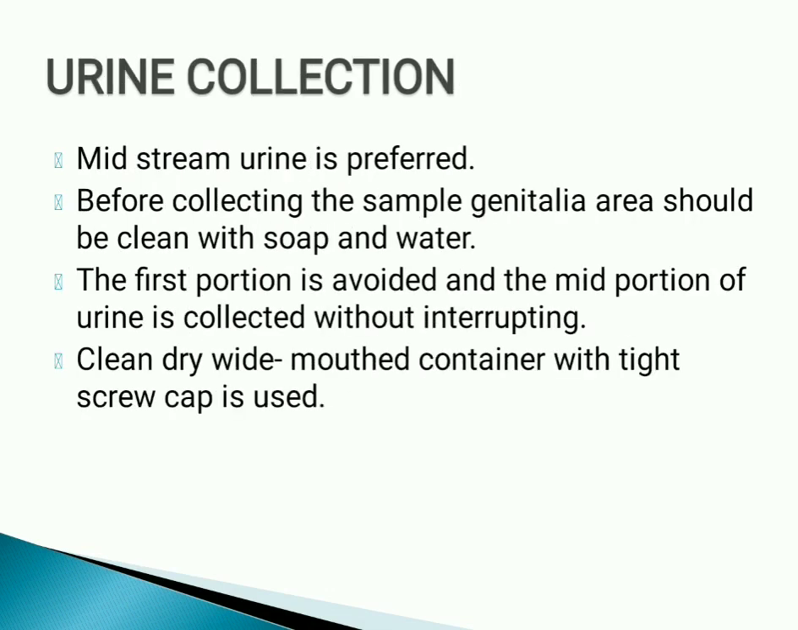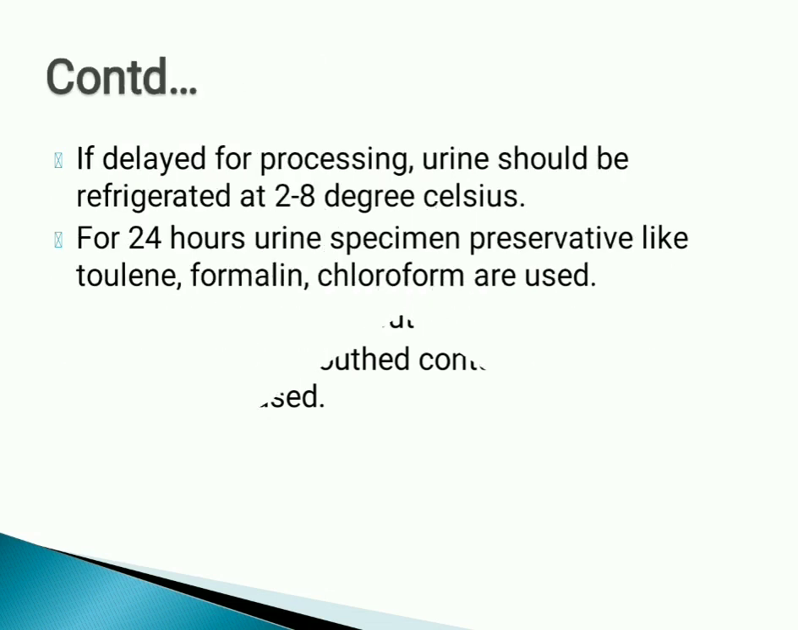Now urine collection. There are many ways to collect a urine sample, but a midstream sample is preferred. Before collecting the sample, the genitalia area should be cleaned with soap and water. The first portion is avoided and the mid portion of the urine is collected without interrupting. A clean, dry, wide mouth container with a tight screw cap is used. If delayed for processing, urine should be refrigerated at 2 to 8 degrees Celsius. For a 24-hour urine specimen, preservatives like toluene, formalin, and chloroform are used.